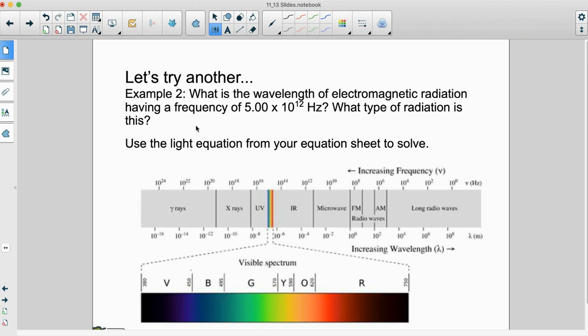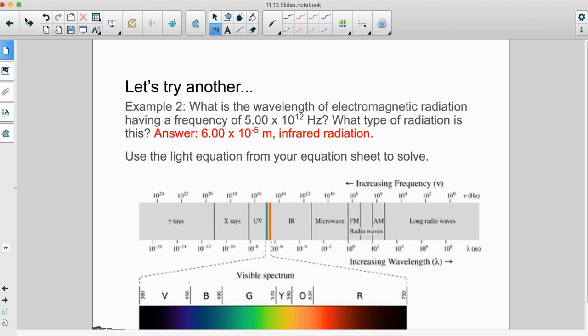Here's another example. I'll just go to the solution here. What is the wavelength of electromagnetic radiation having a frequency of 5 times 10 to the 12th hertz? I want to underline some things, like here's what I need to find, here's what I'm given. So I'm going to use my wave equation again, c equals lambda nu. I want the wavelength this time, so let me get the wavelength by itself. So lambda equals c over nu. Let me plug and chug here. For c, I'll put in 3.00 times 10 to the 8 meters per second.